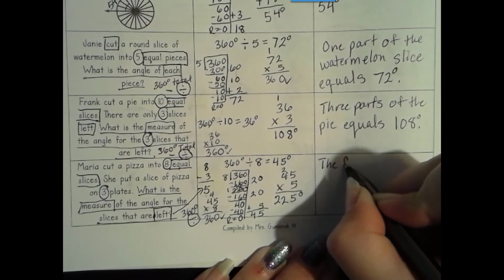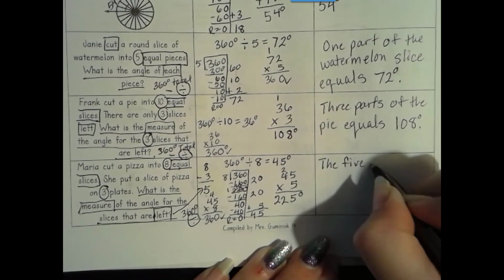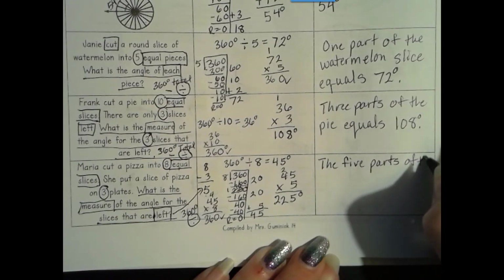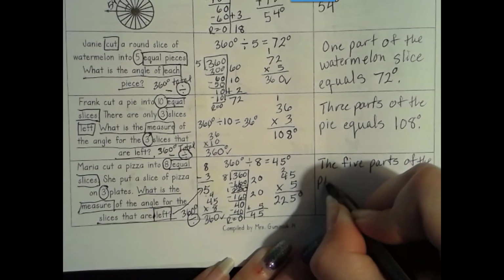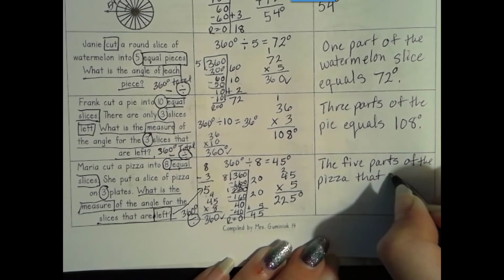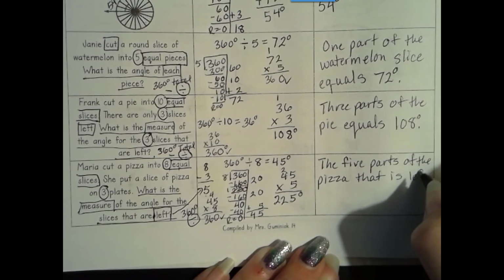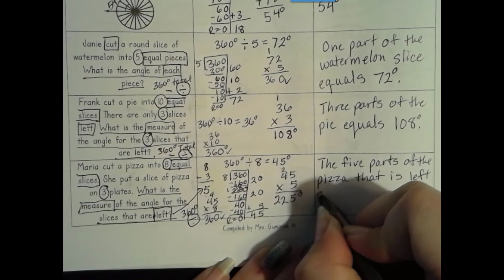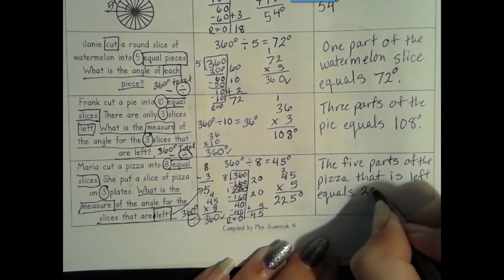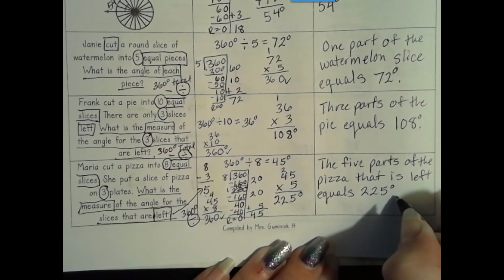The 5 parts of the pizza that is left equals 225 degrees.